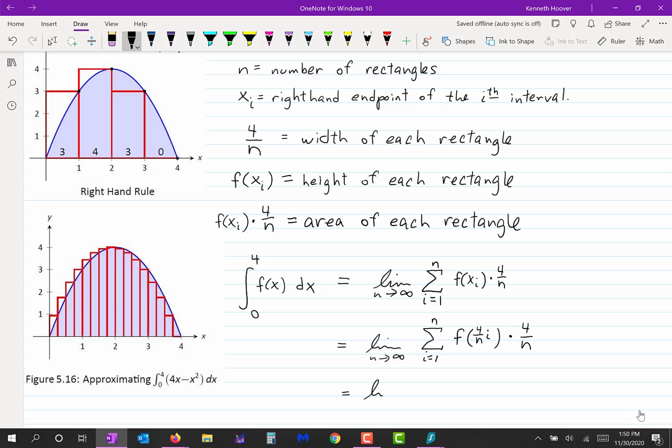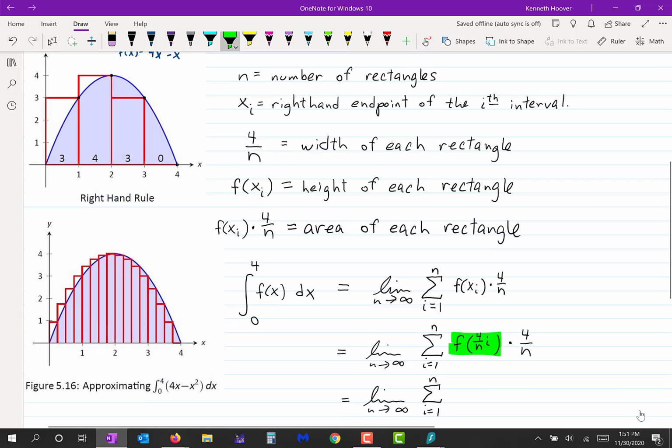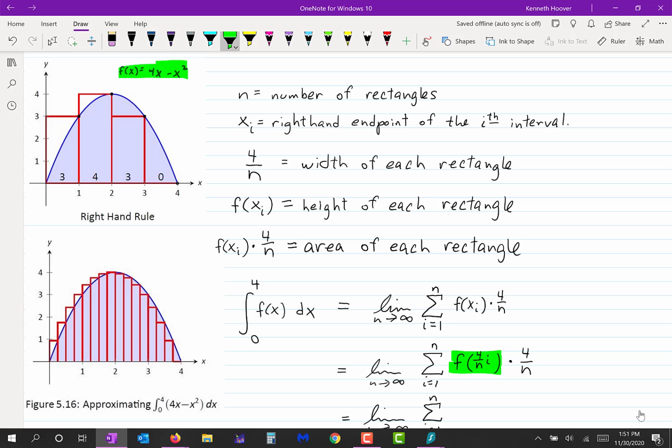So we have the limit as n goes to infinity of the sum where i goes from 1 to n. Now, what is this going to equal? I'm taking 4 over n times i and I'm plugging it into f. Up here is our function f, in case you forgot. So what are we going to get?